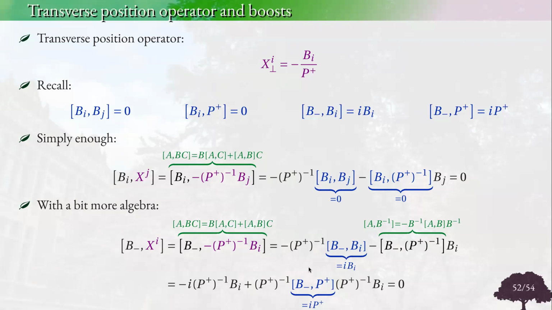So you end up getting something that involves a commutator of B minus and Bi. So you get I times Bi with that. And because of the minus you get from this relation, you have a commutator of B minus with P plus. You get I times P plus here. You get two terms that cancel each other out. So the transverse position commutes with a longitudinal boost.